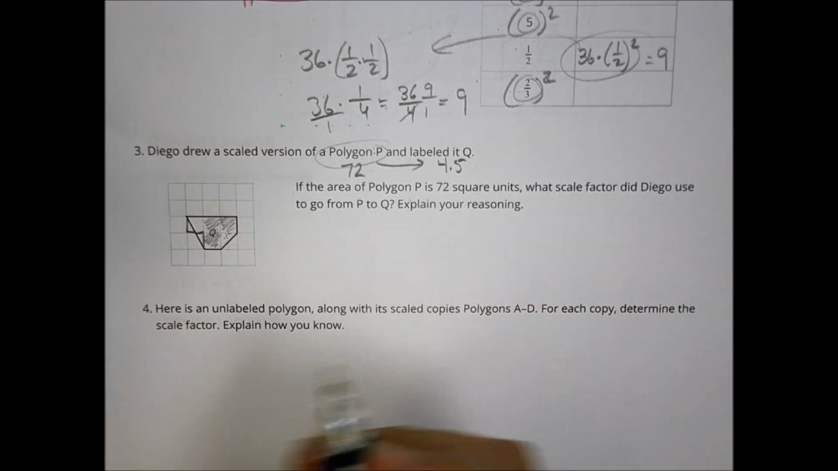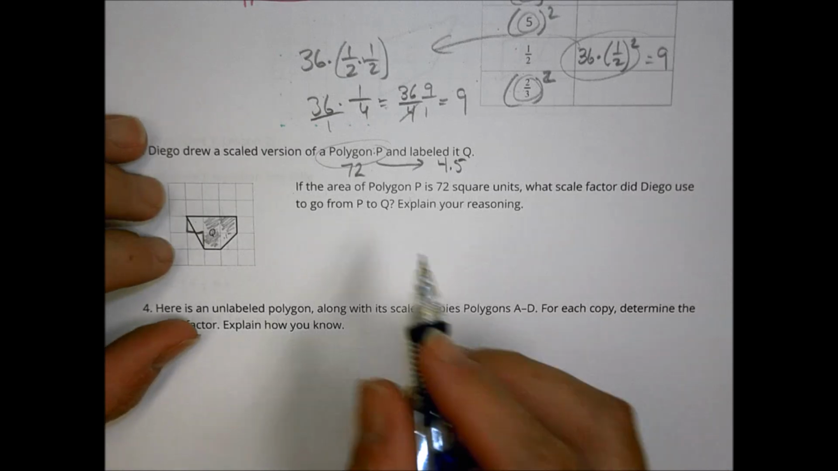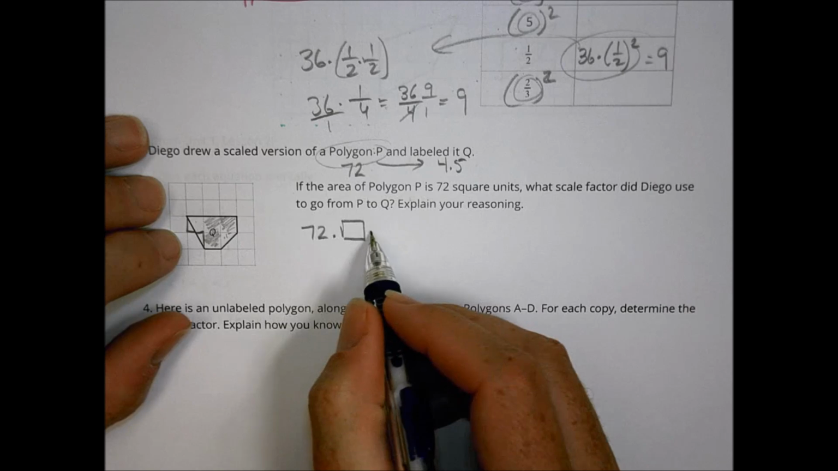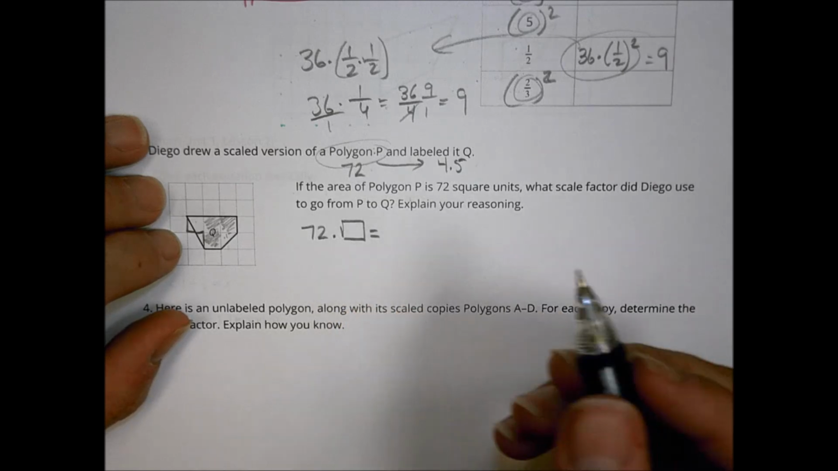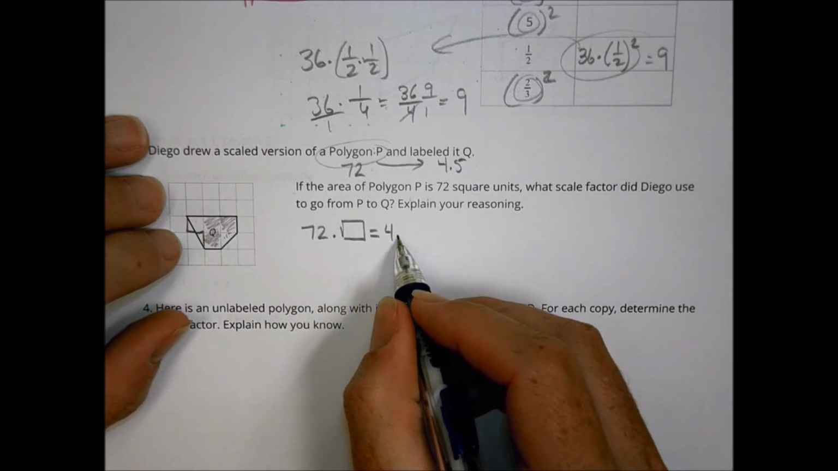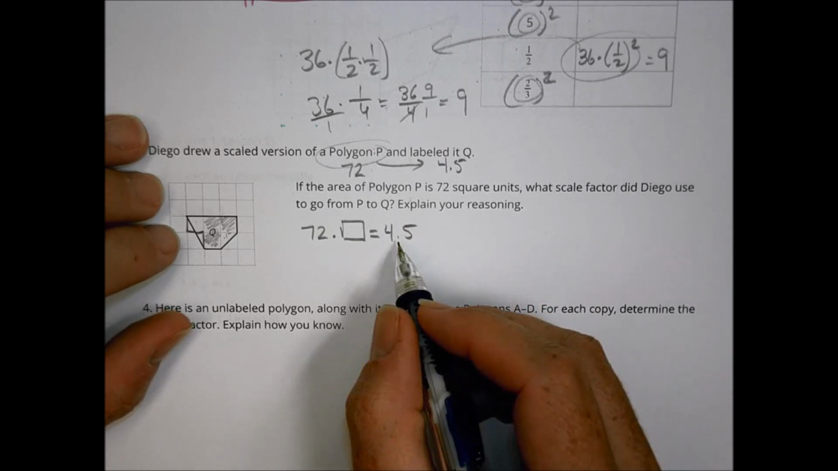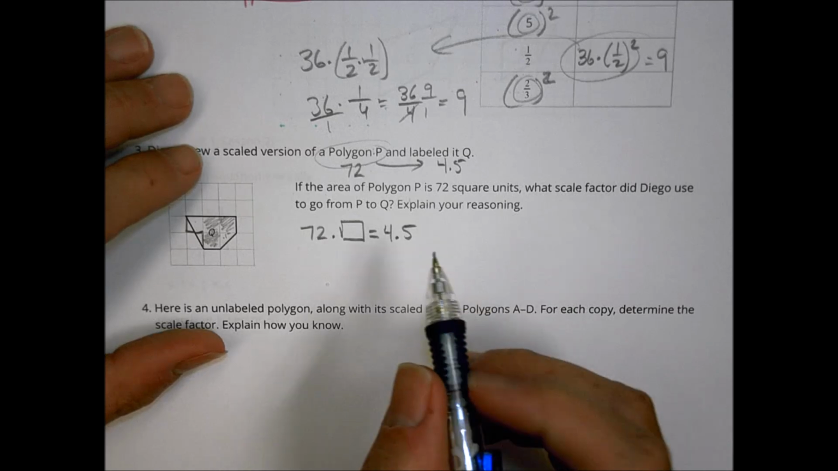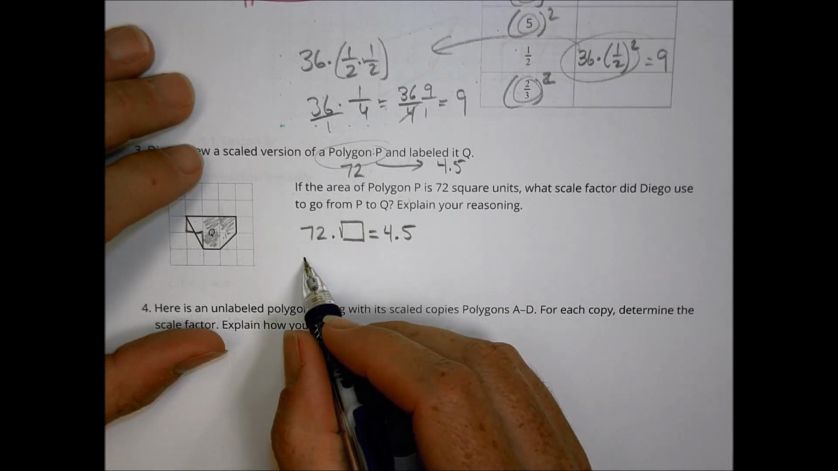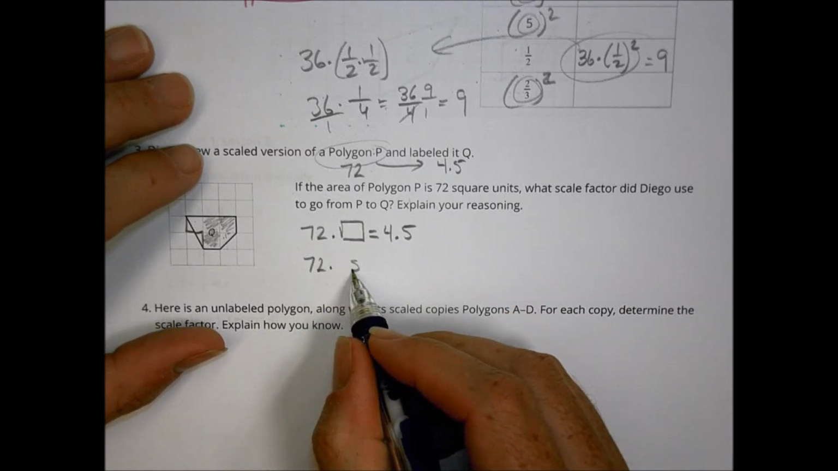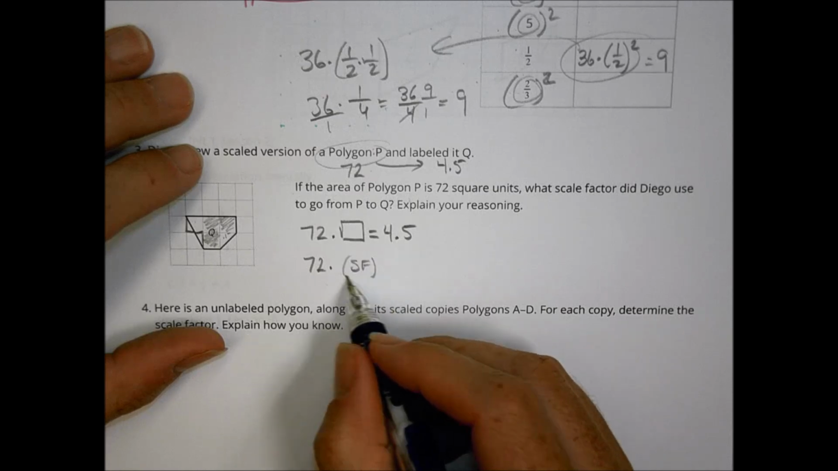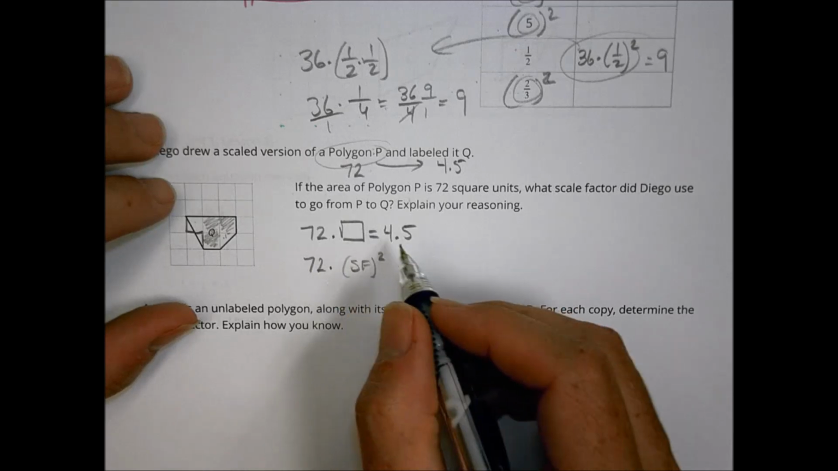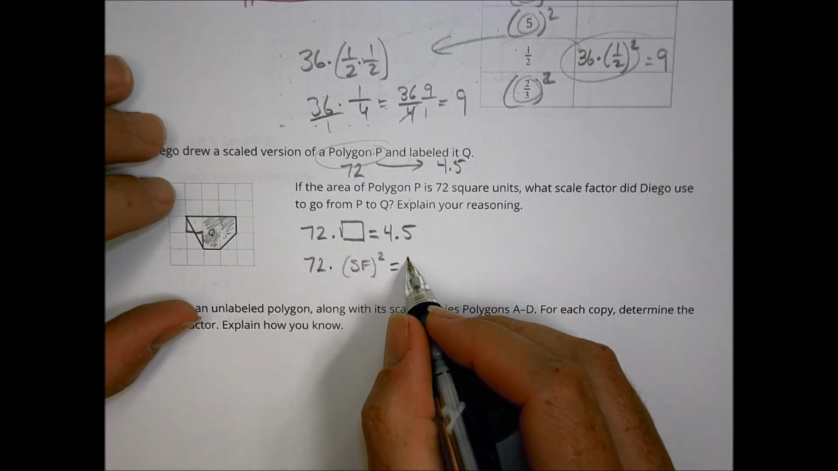So it wants to know the scale factor. What's it take to go from 72 times what scale factor is going to give me 4.5? That's the question we're trying to ask ourselves. Okay? So to solve this, a couple ways I could do this. I could think about it as 72 times the scale factor, this is area, scale factor squared. I think I didn't say it before. So scale factor squared is going to equal 4.5.